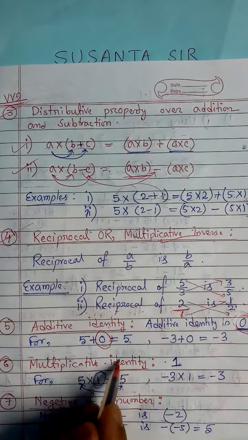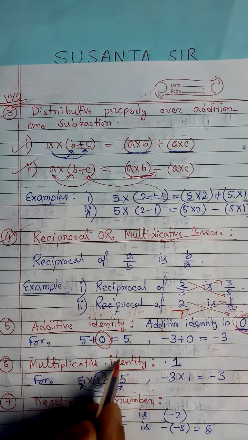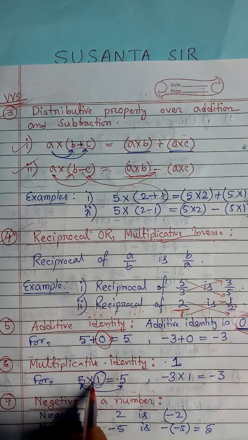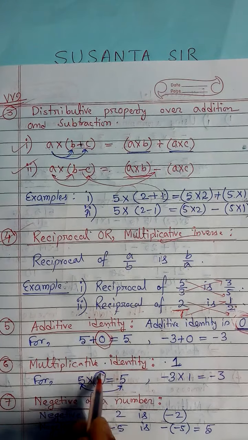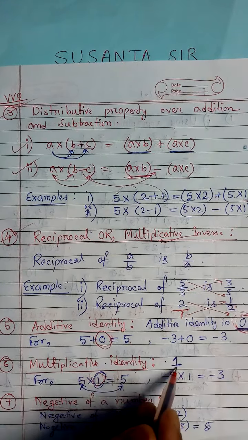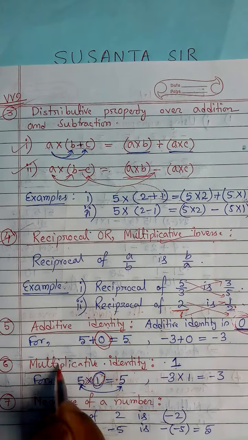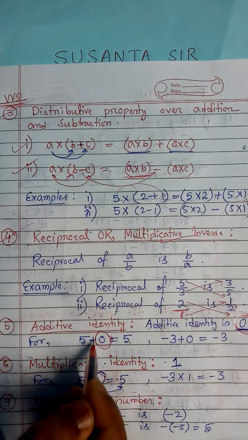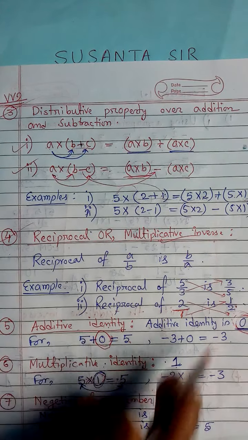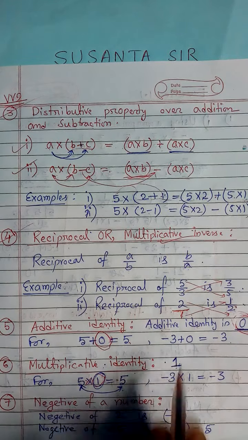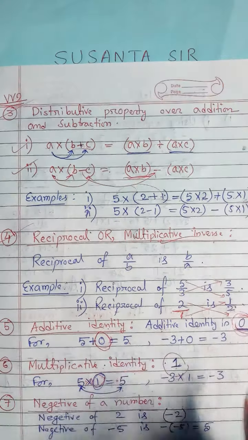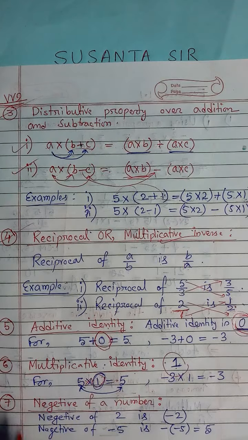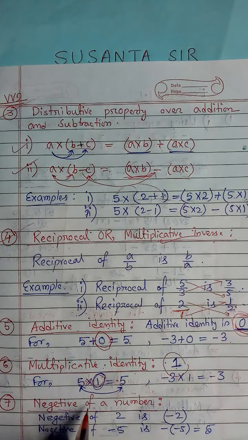Now for multiplicative identity, if we multiply any number with 1, we get the same number. That's why 1 is the multiplicative identity. If we are using multiplication, that means multiplicative identity. Since we are using addition, that's why additive identity. Okay, 1 is the multiplicative identity, 0 is the additive identity. Always remember.